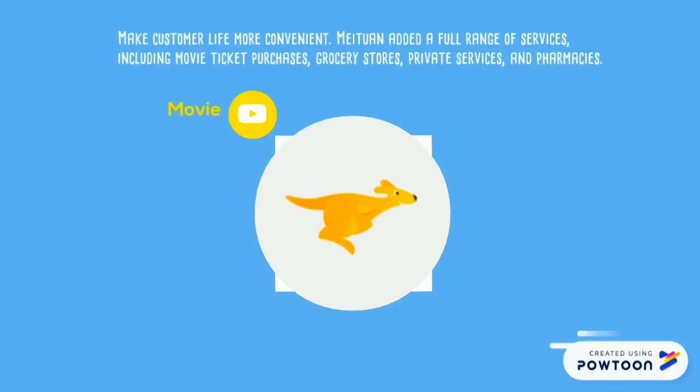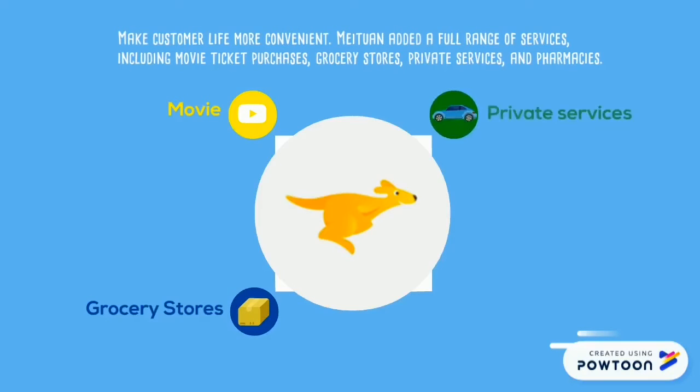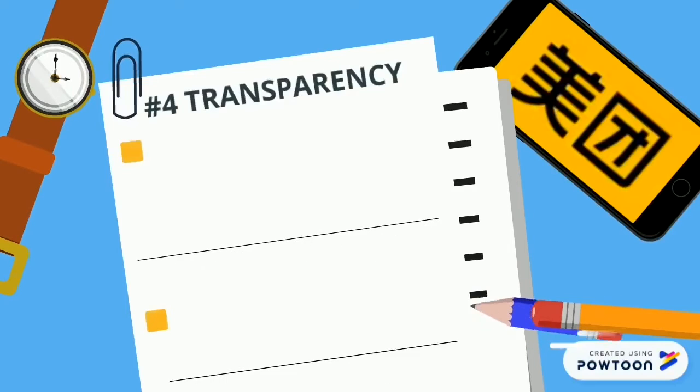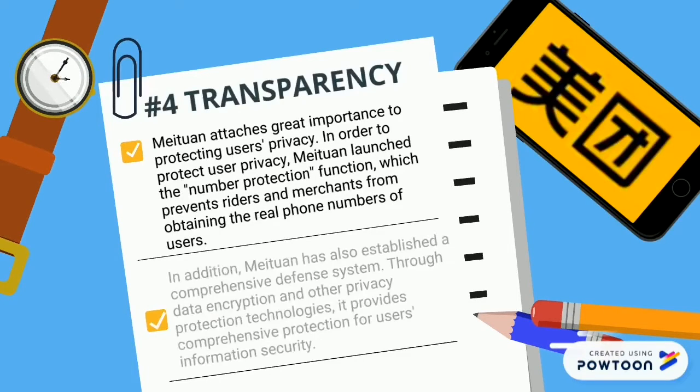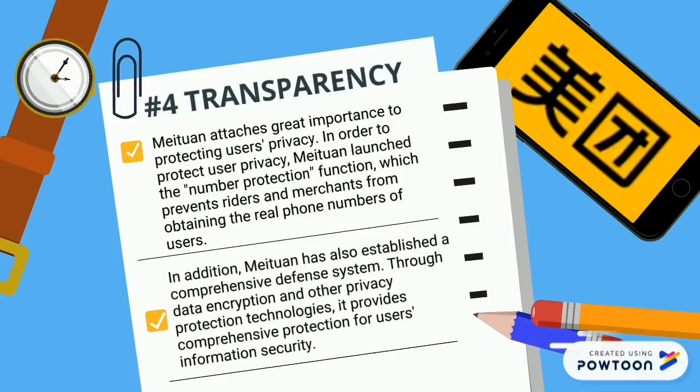In order to make customers' lives more convenient, Meituan added a full range of services including movie ticket purchases, grocery stores, private services, and pharmacies. Meituan attaches great importance to protecting users' privacy. Meituan launched the number protection function, which prevents riders and merchants from obtaining the real phone number of users. In addition, Meituan also established a comprehensive defense system through data encryption and other privacy protection technologies.